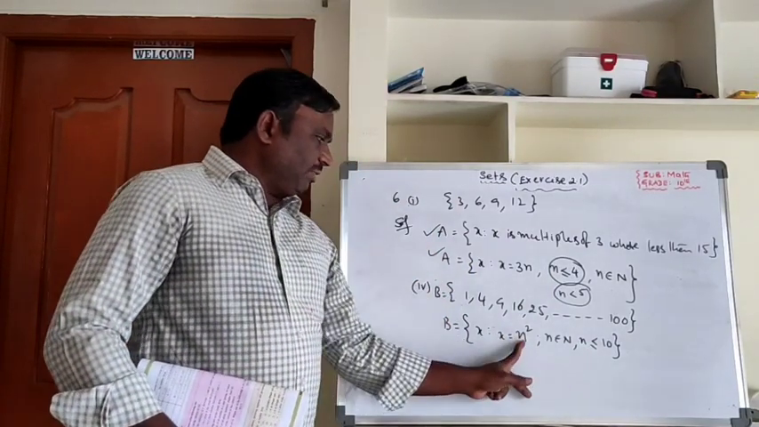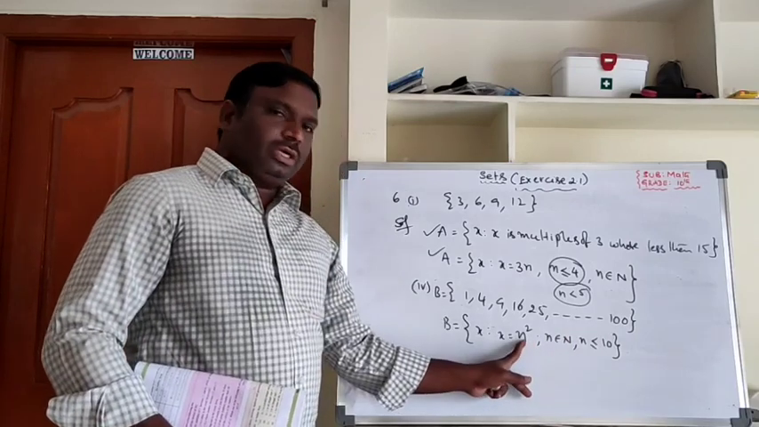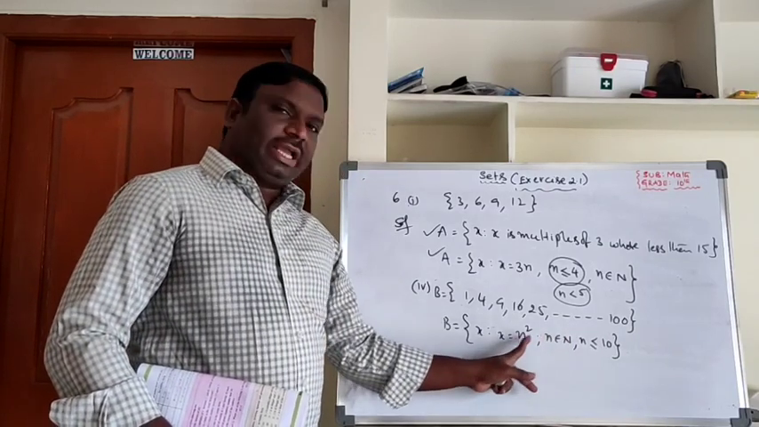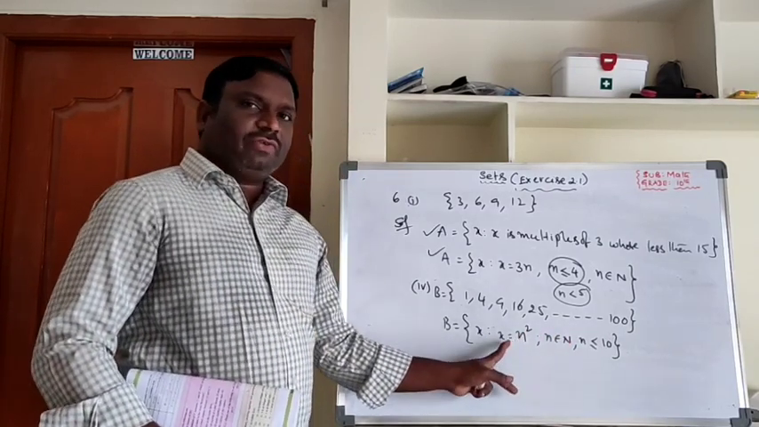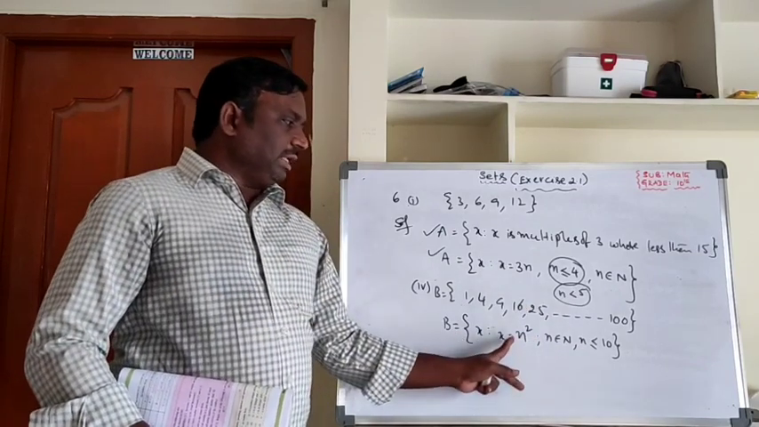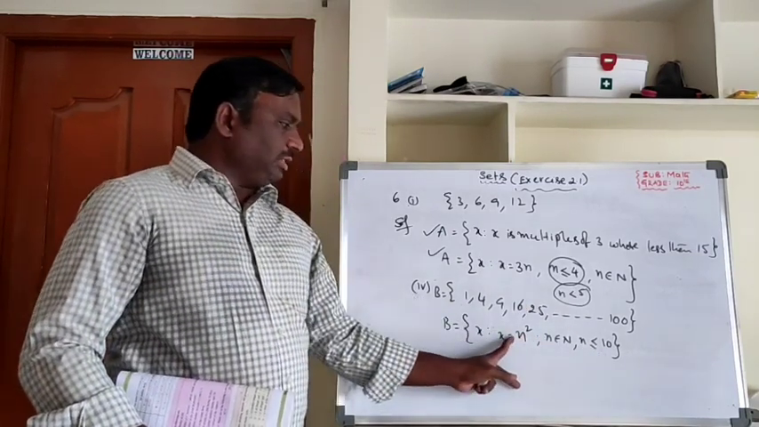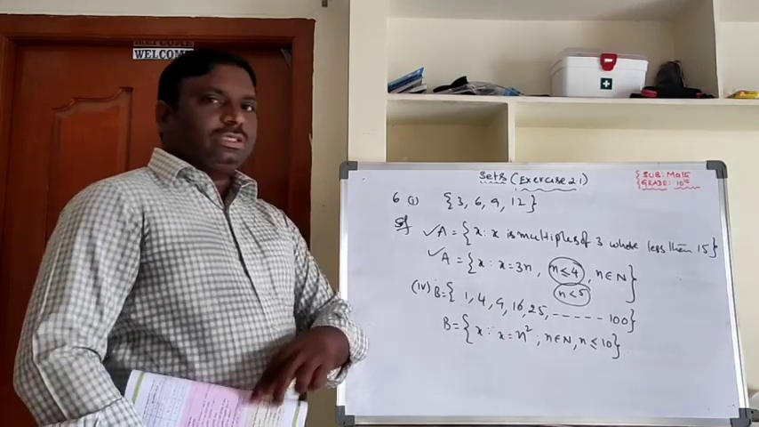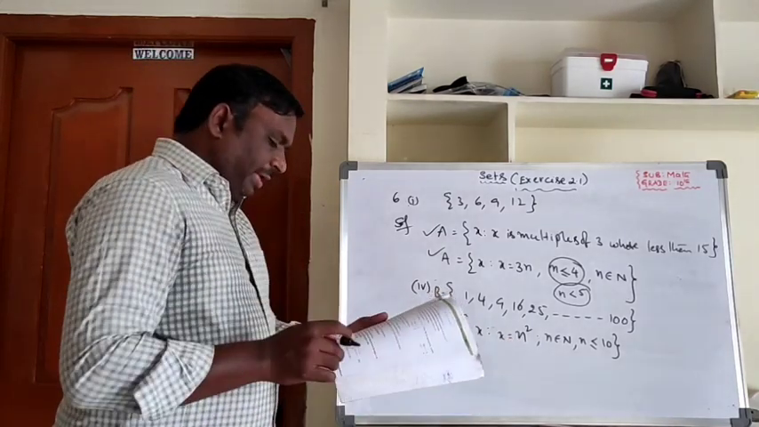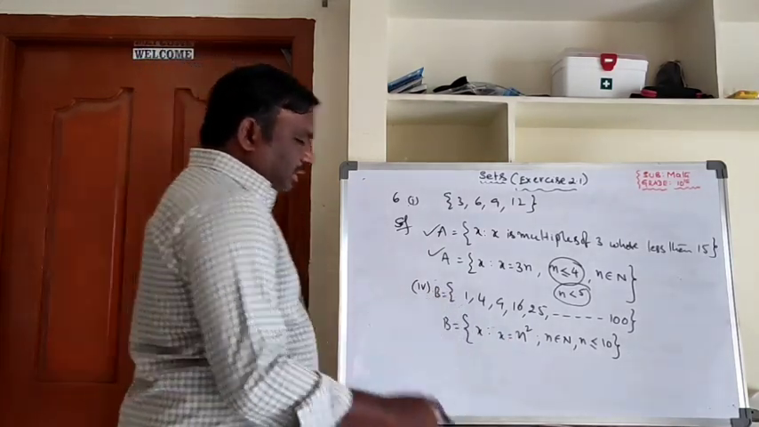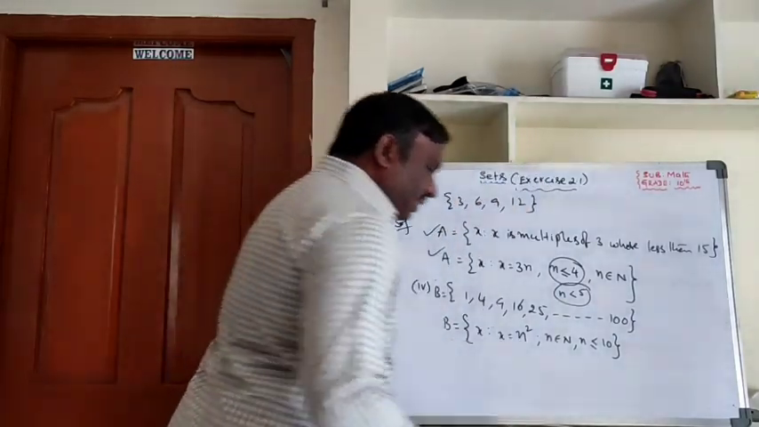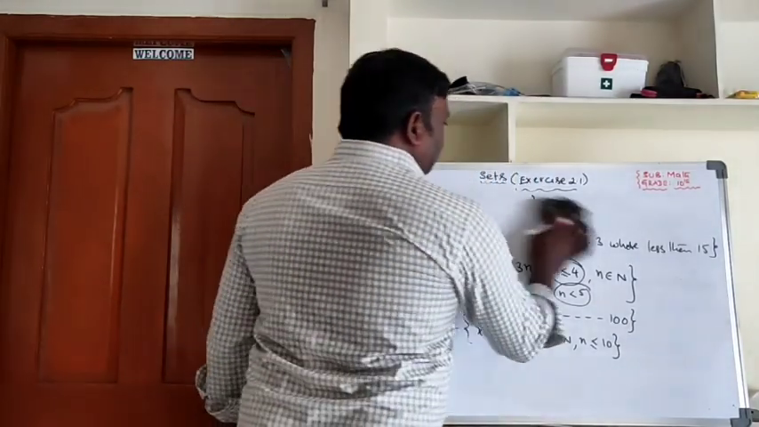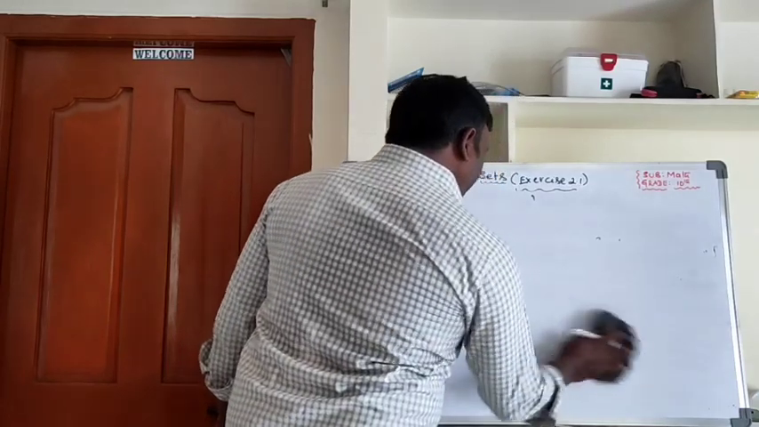So 1 square is 1, 2 square is 4, 3 square is 9, 4 square is 16, 5 square is 25, 6 square is 36, like that up to 10 square. So 10 square means 100. So this is the 6th question, and the 7th and 8th questions are there. See there, 1 or 2 questions I will explain, remaining questions you can do.